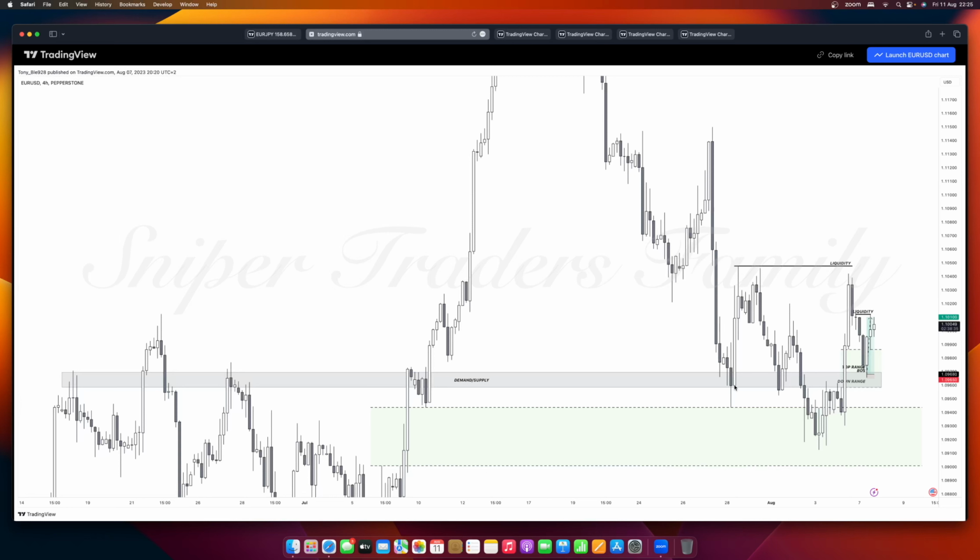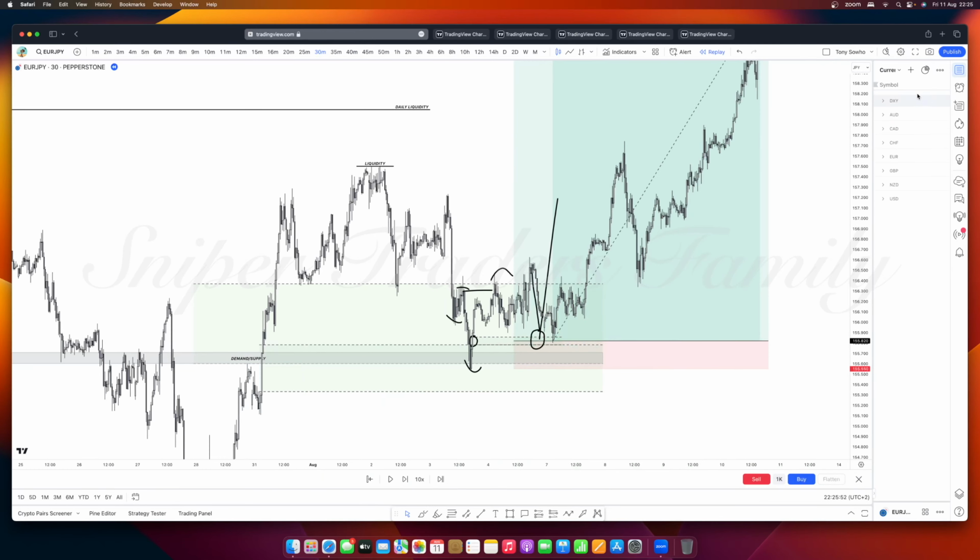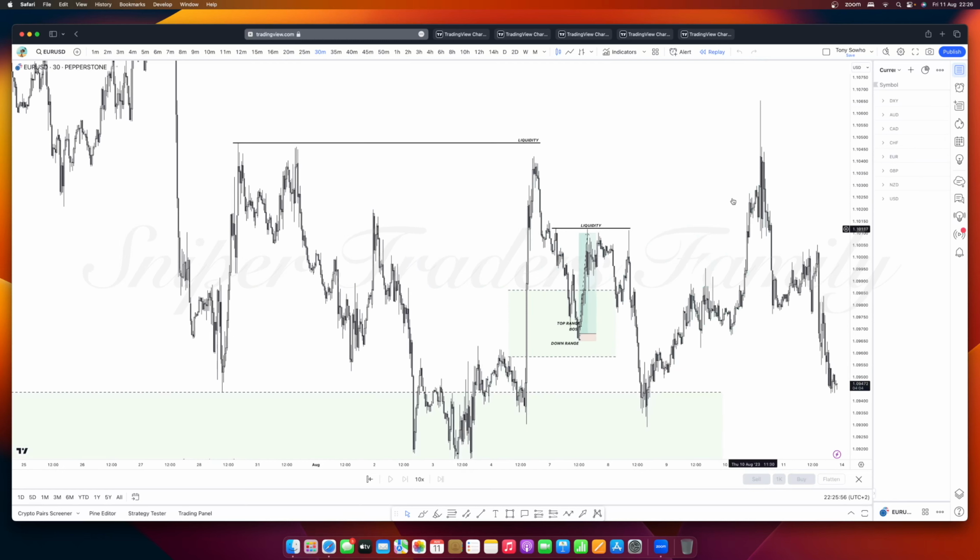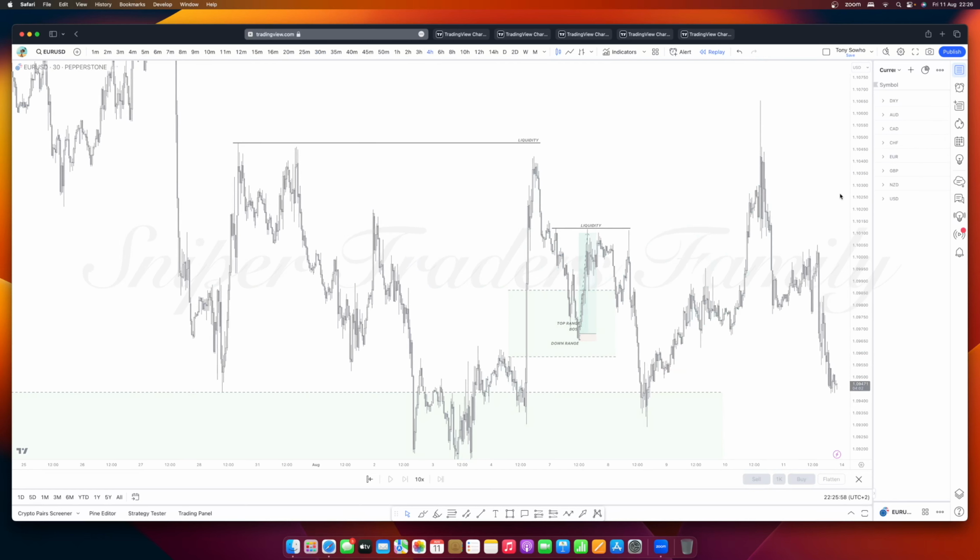Look at this demand, this demand. There is evidence that there are buyers in this area. There is buying pressure in this area in the past. Therefore, I can predict that price is going to reject from there in the future. Now, let's head over to Euro USD. Quickly, just come to the Euro USD. Now, we go to the 4 hour.